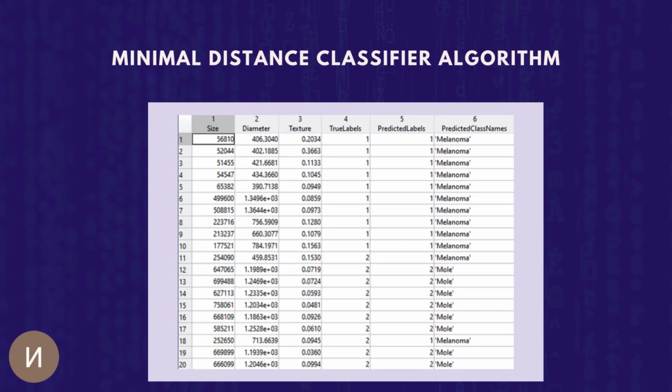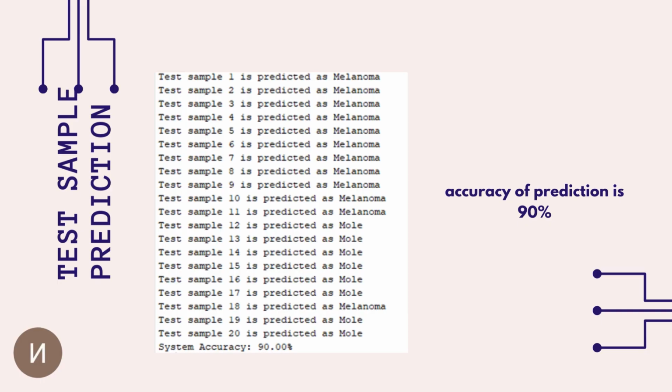Based on the table, we can see that test sample 11 and test sample 18 have the wrong prediction, while the other test samples are the right prediction class. For test sample 11, it is predicted as 1, but the true label is 2, while test sample 18 is predicted as 1, but the true label is 2. The system overall accuracy is 90%.